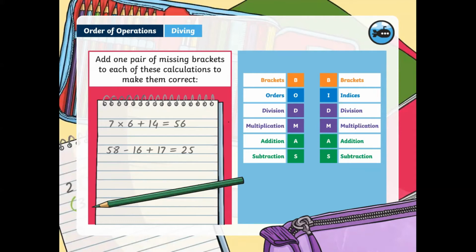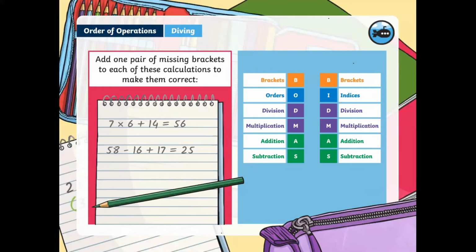But let's see if we move the brackets and put them around the 6 and the 14, instead of the 7 and the 6. Then we've got 6 plus 14 inside of the brackets, which gives us 20. And if we multiply that by 7, we get 140, which is not 56. So you can see that brackets make a huge difference, because the place that they're located decides which calculation will be done first. So in this case, it would be around the 7 and the 6.